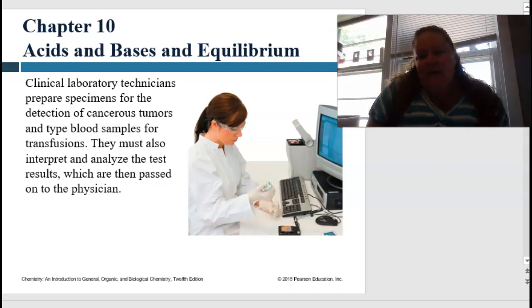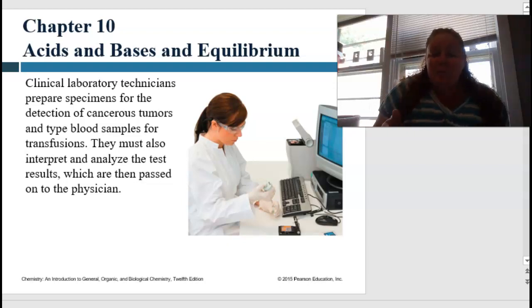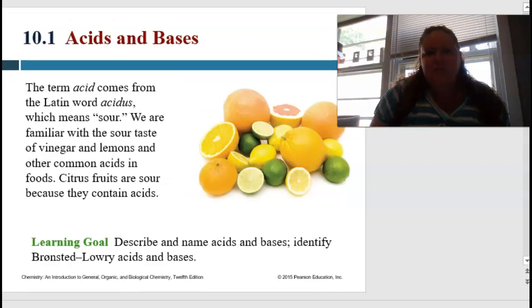Clinical lab techs prepare specimens for the detection of cancerous tumors, types of blood samples for transfusions, and a whole bunch of other things. They're also going to be able to interpret and analyze the test results, which are then passed on to the physician and then on to the patient. So knowing and understanding these is going to be very important in your medical career.